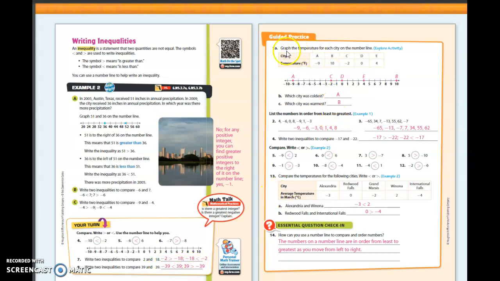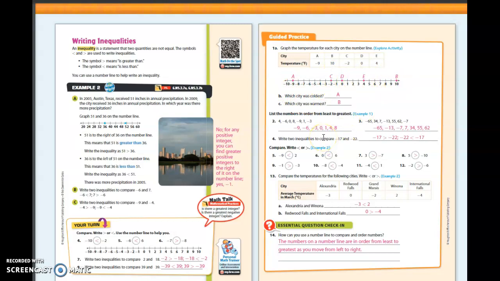We then have on the guided practice, we're going to graph the temperature for each city on the number line. Here's your cities and here's your temperatures. Practicing that again. Which city has the coldest? And I'm going to go by the lowest temperature to be coldest, so that would be city A. Which is the warmest? That's going to be the highest positive number, so that's going to be B.